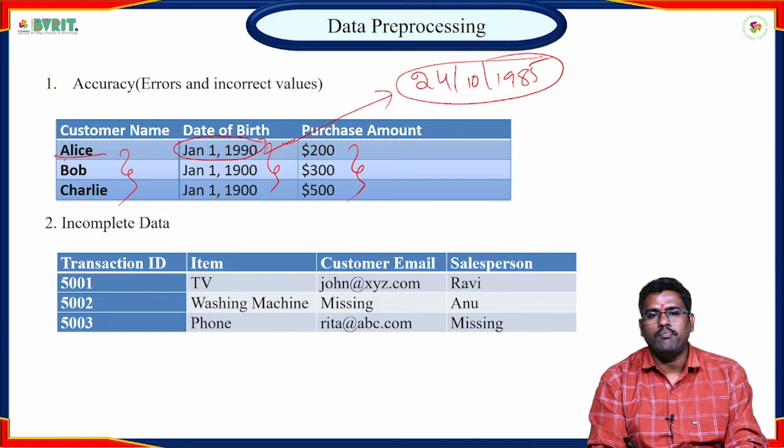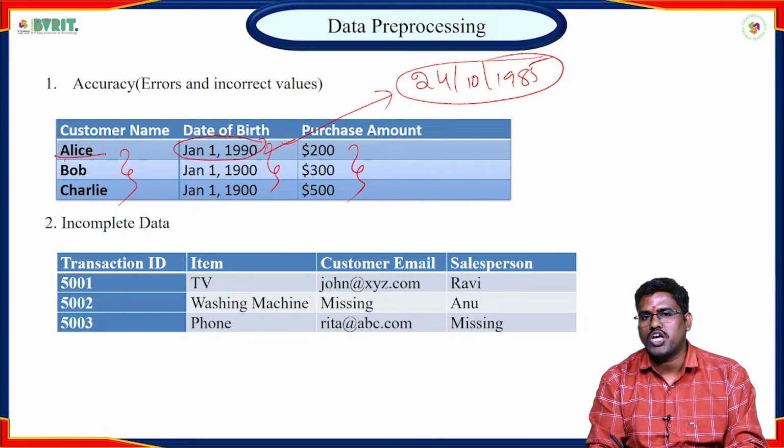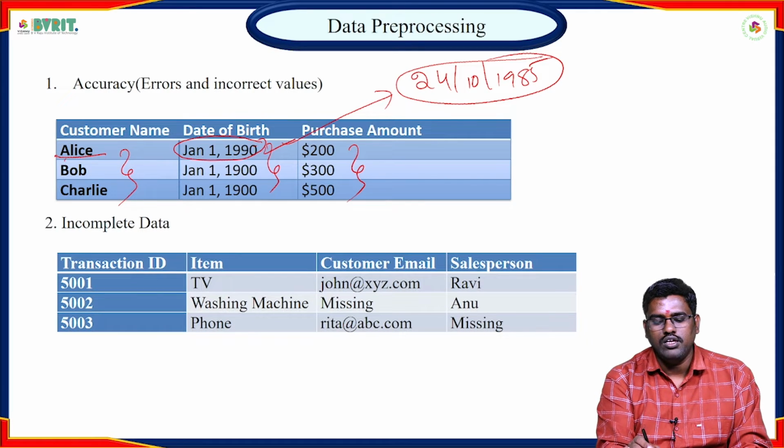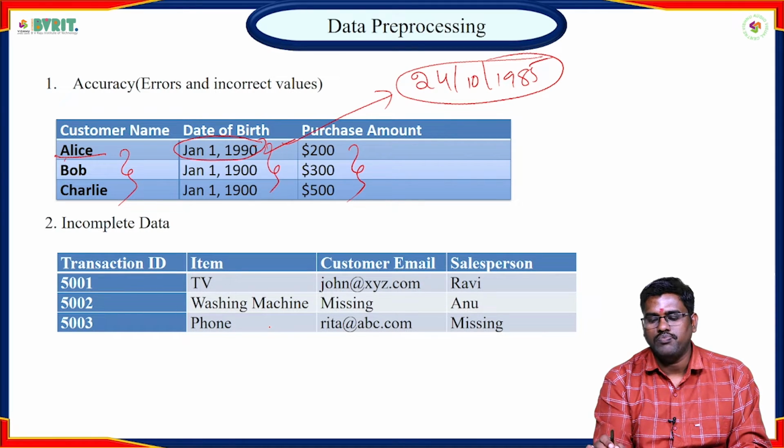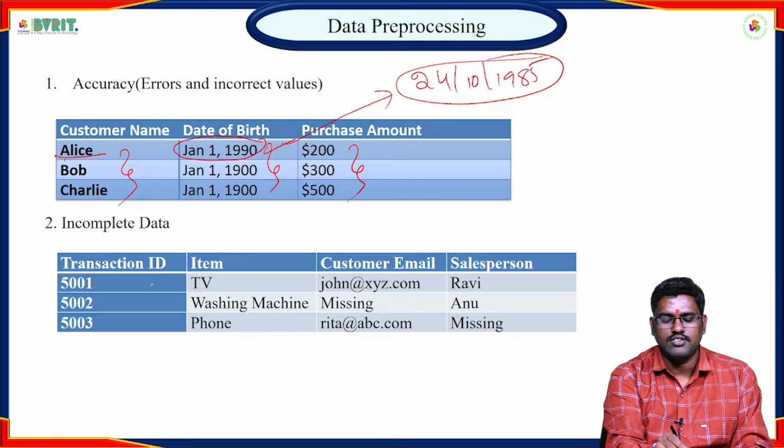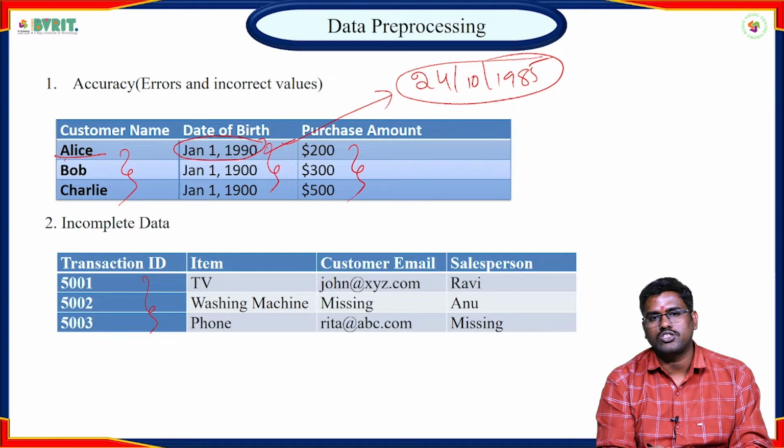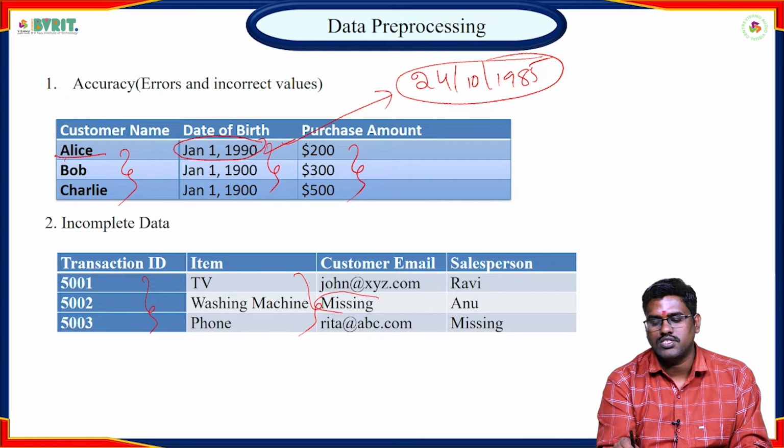Second one is incomplete data. Incomplete data means the data does not have some values. Some of the values will be missing from the structure. See in this table, all of these things are the same. Here transaction IDs all are different, and here items also have 3 values, and coming to customer email, this value is missing.